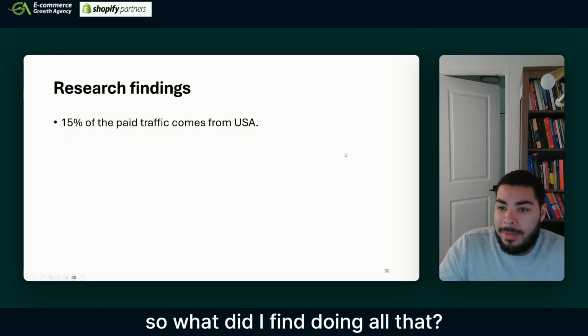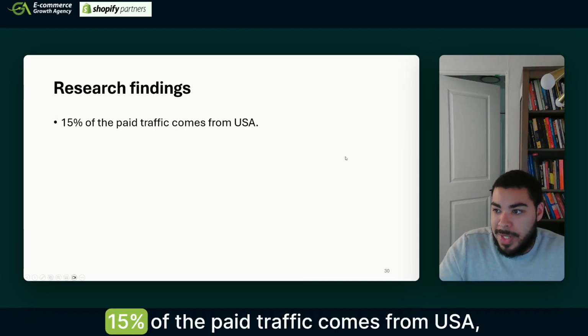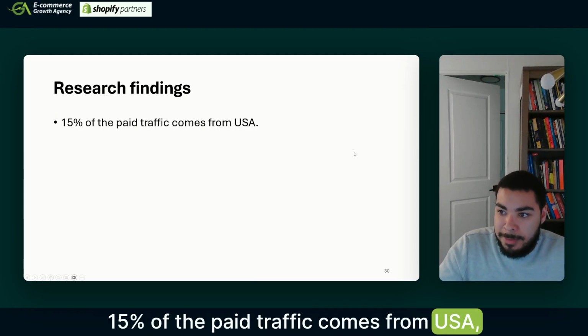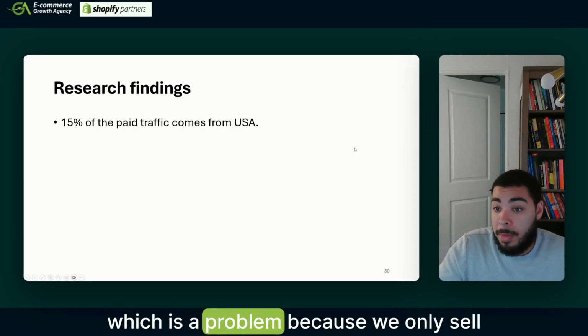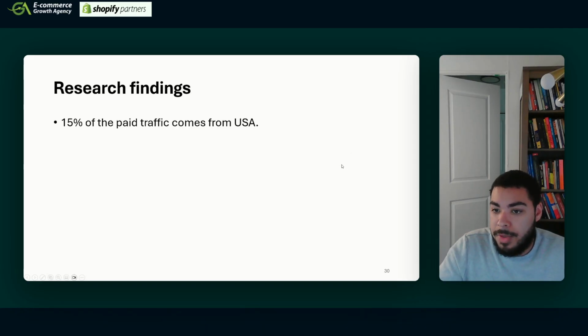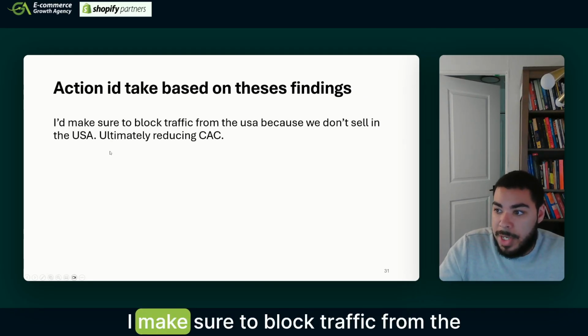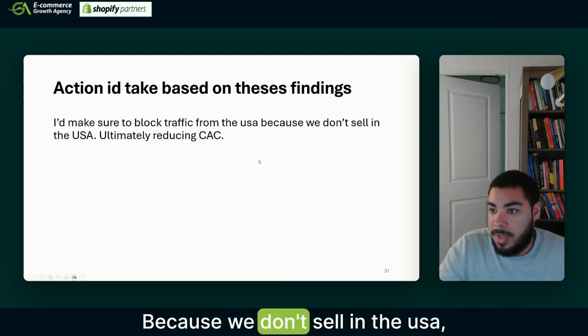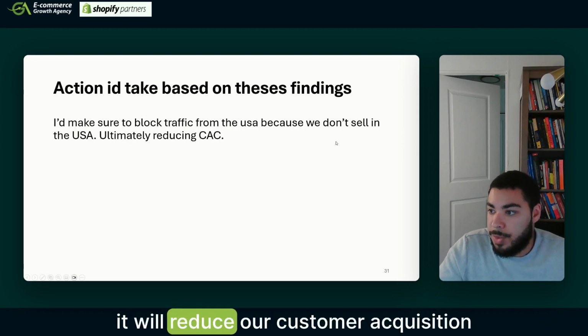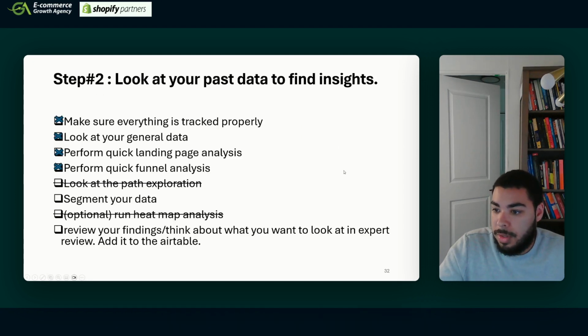So what did I find doing all that? 15% of the paid traffic comes from the USA, which is a problem because we only sell in Canada. So we're just wasting money right there. What action do I take based on these findings? I make sure to block traffic from the USA because we don't sell in the USA. It will reduce our customer acquisition costs.